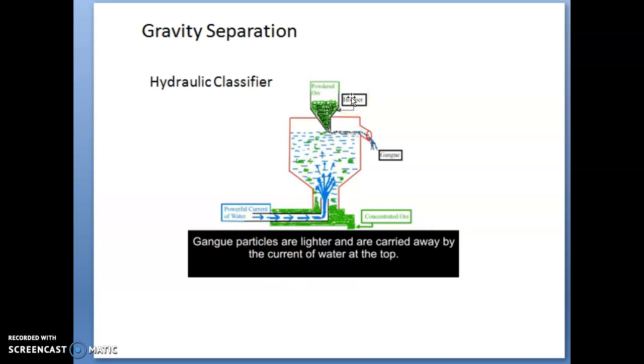Then what will happen? The gangue, which is lighter, will be carried away by water, and the heavier ore particles accumulate at the apex of this cone. We can see here that the gangue is carried away by water, and the heavier ore particle is concentrated at the apex of this conical reservoir. By this method we can separate the gangue and ore particles.